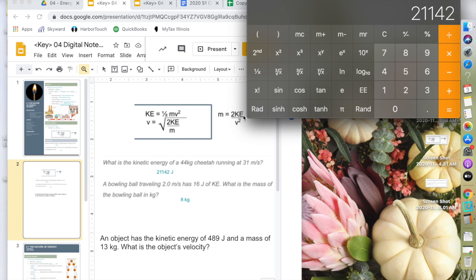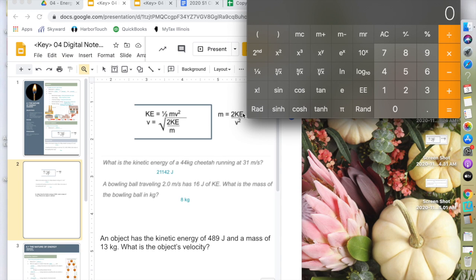Okay, so first we want to start with that squared. Okay, so our velocity in this case is 2. So 2 squared is 4. So I'm just going to remember that number. And so if you have a problem where the number is kind of harder to remember, you might want to write it down. Okay, but I'm going to go ahead and clear out my calculator.